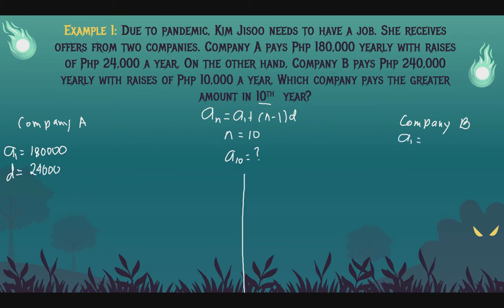Samantalang sa company B naman, ang a sub 1 natin is 240,000. Then our common difference is 10,000 pesos. So let us solve to compare. So a sub 10 of company A is equal to the first term, which is 180,000, plus quantity n, which is 10, minus 1 times the common difference, which is 10,000 pesos.